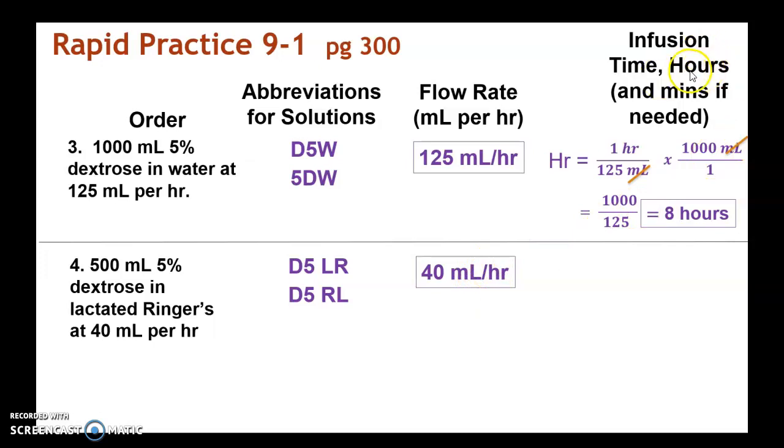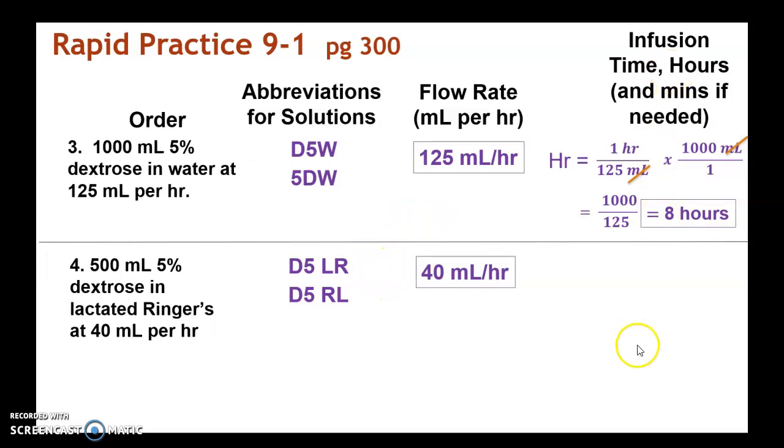Infusion time in hours and minutes if needed. So like up here on number 3, it was just 8 hours. So I think in your homework and quizzes and stuff, it will have a blank for however many hours, and it'll have a blank for minutes. So for example 3, if it's just 8 hours, you can type in 8 beside your hour blank, but in your minute blank, you just need to put a 0. Okay.